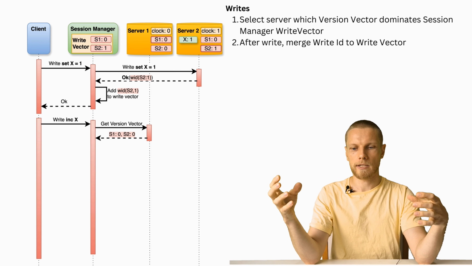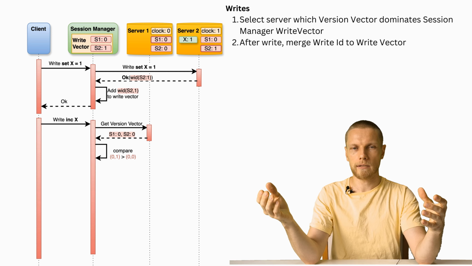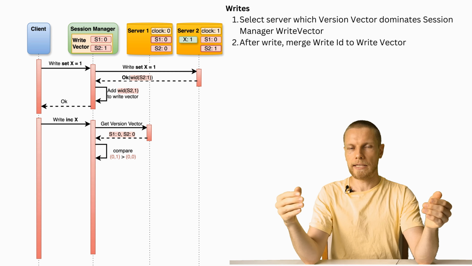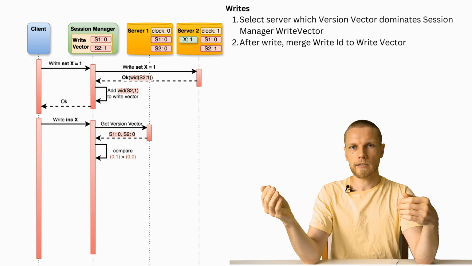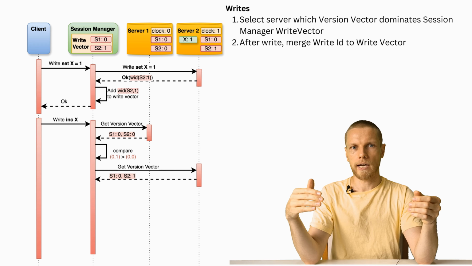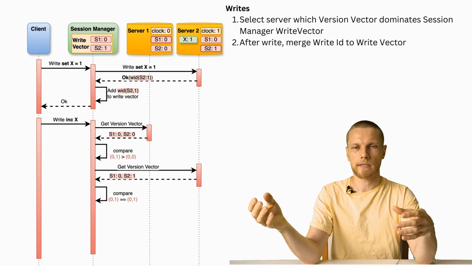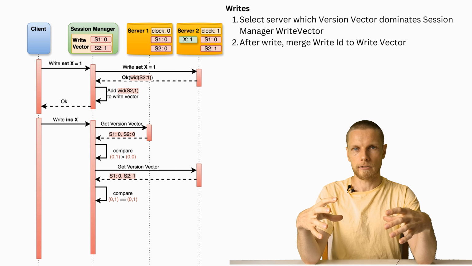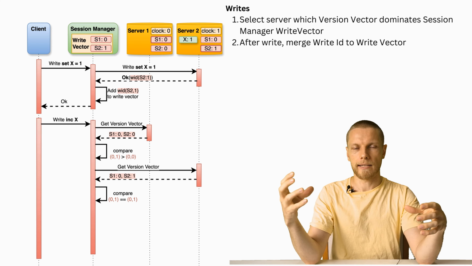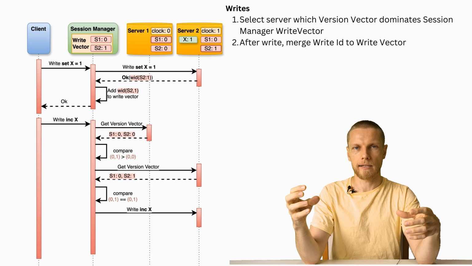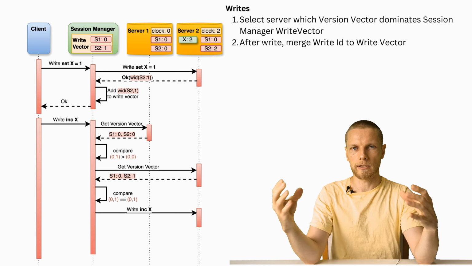So it iterates through the servers. First, it gets the version vector from server 1, ensures that it's not dominating its write vector, and then it switches to server 2 and asks the same question, whether its version vector dominates its write vector. And this time the answer is affirmative, and thus the session manager decides that server 2 is the one which needs to be sent the write request.